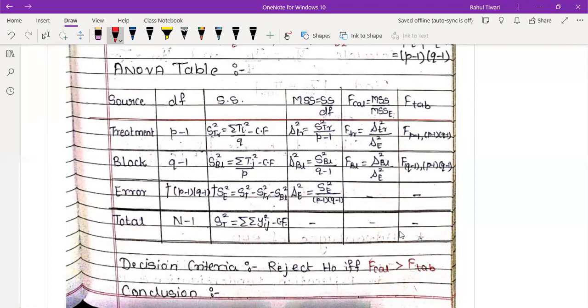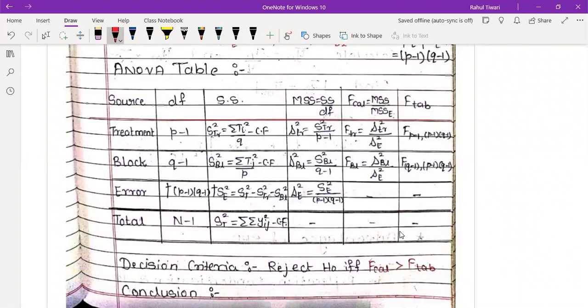To get the F calculated, the mean sum of squares due to treatment divided by the mean sum of squares due to error will give us the F calculated for treatment. Similarly, the mean sum of squares for block divided by the mean sum of squares for error will give us the F calculated for block. The degrees of freedom are p minus 1 and error for treatment, and q minus 1 and error for block.